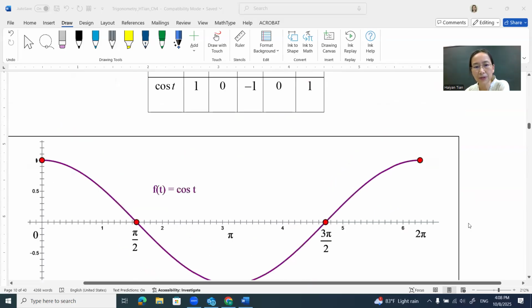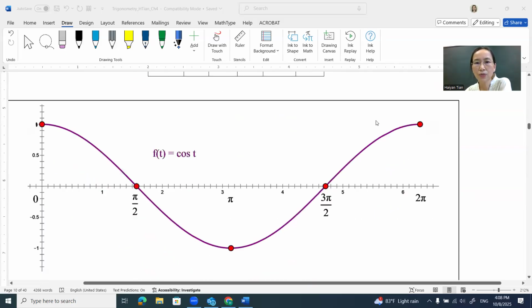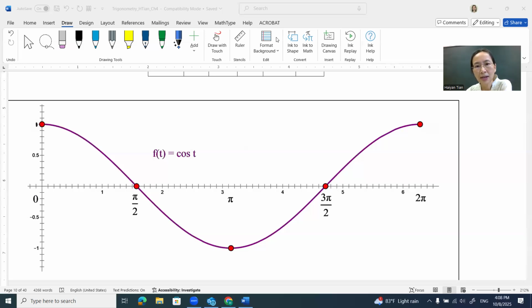Oh, this is still one period. The reason I want to show one period is instead of doing so many points, let's show what are the most important points. You see only 5 points, right? 5 points. We can say 5 points sketch.